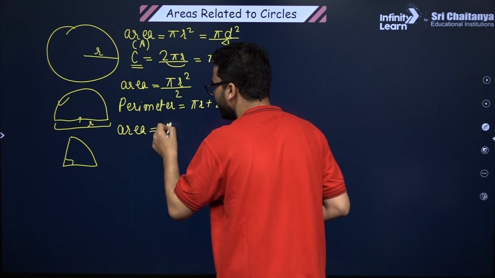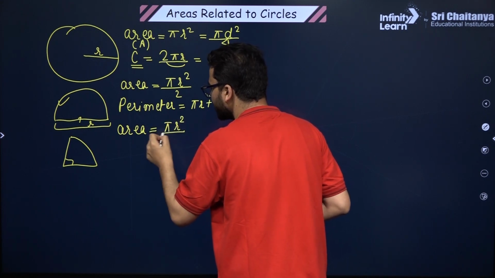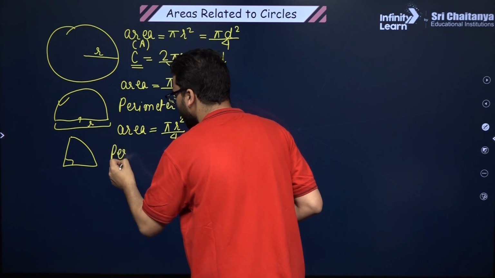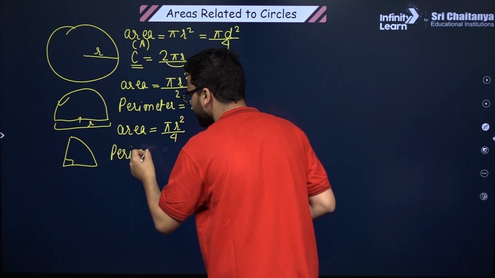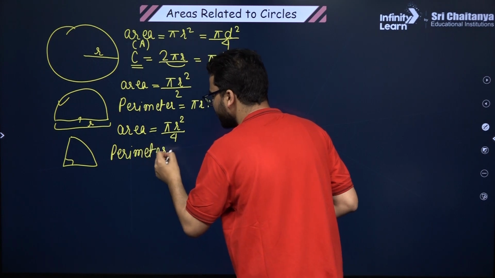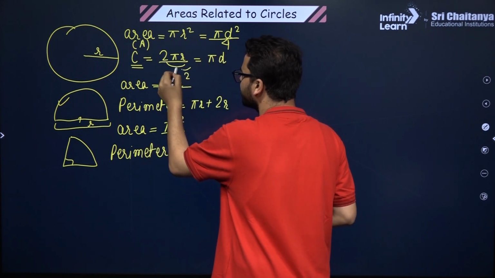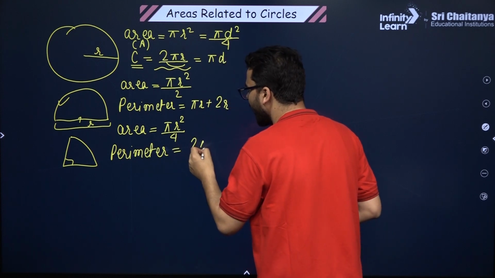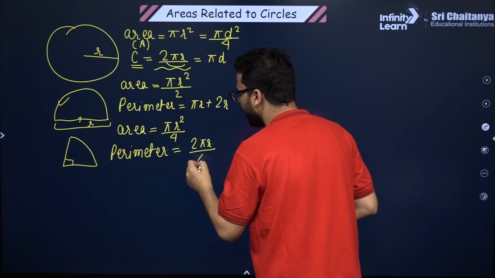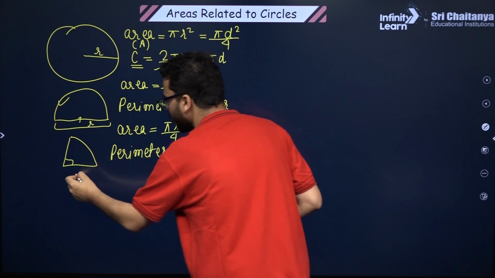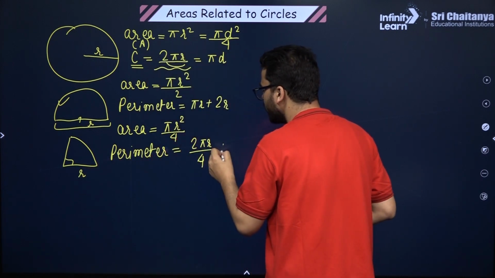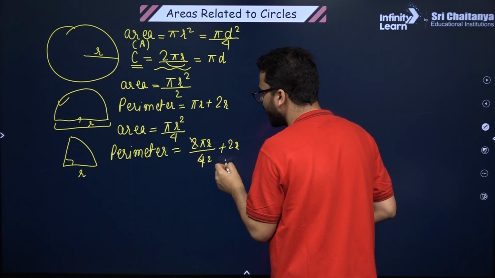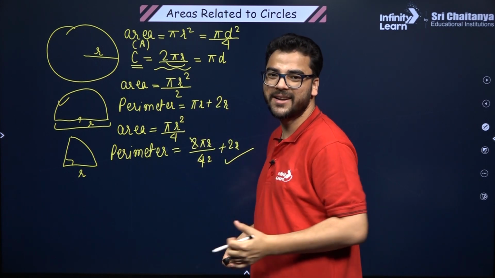That will be the area of a circle divided by 4, because it is 1/4 of a circle. Now what is its perimeter? If you talk about the quadrant, for the whole circle the circumference was 2 pi r. So for this it will be 2 pi r by 4, but over here you also have to include the radius, so 2 times the radius. So you can say it is pi r by 2 plus 2r. I hope it is clear.